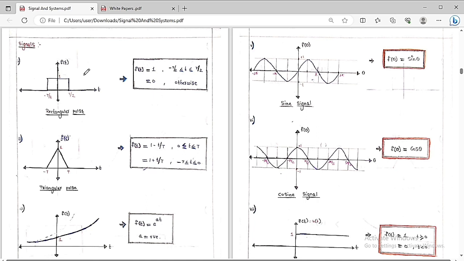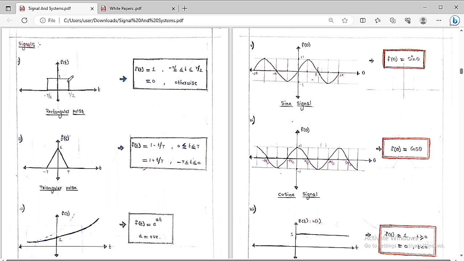Now we will discuss one more important concept, which is signals. We are going to discuss the different types of signals that are used in the signals and systems course. This is the first signal, a rectangular pulse. Its magnitude is equal to 1 and it is present only from -T/2 to +T/2, and the remaining part is equal to 0. So this is called a rectangular pulse.